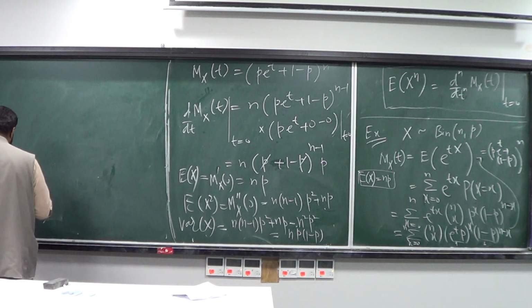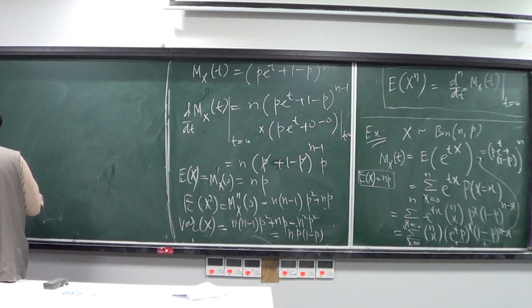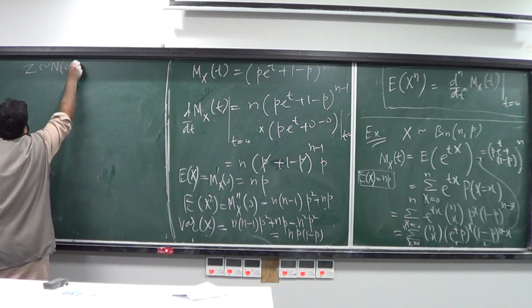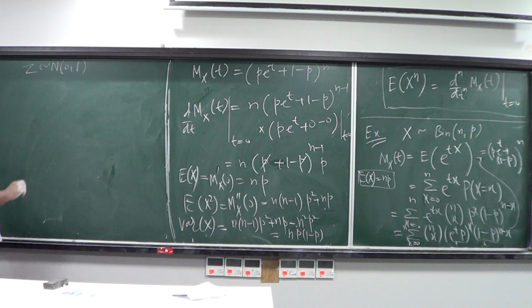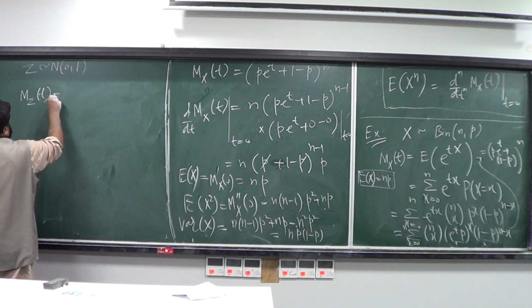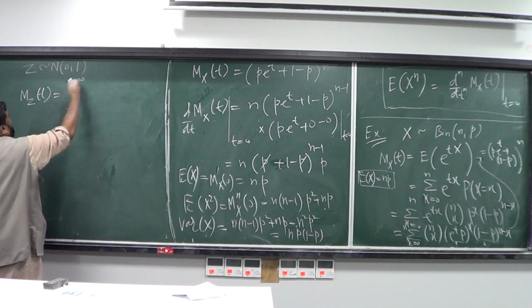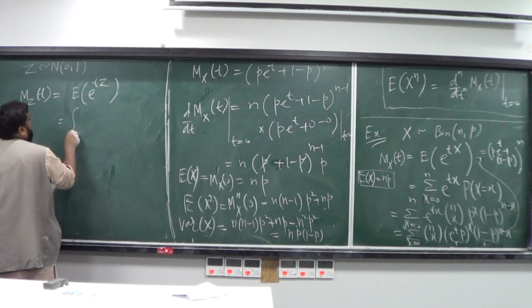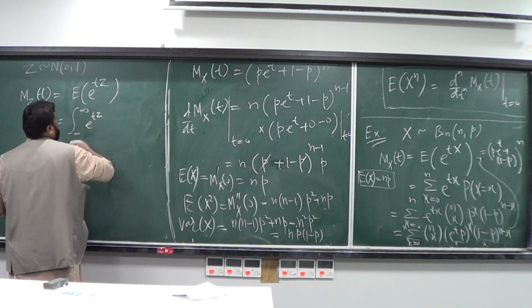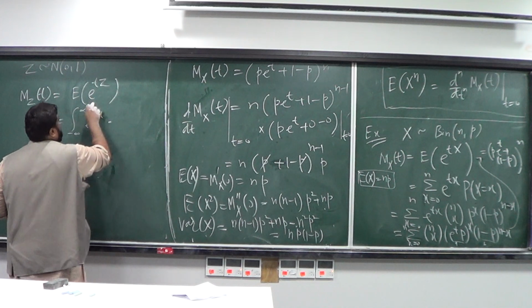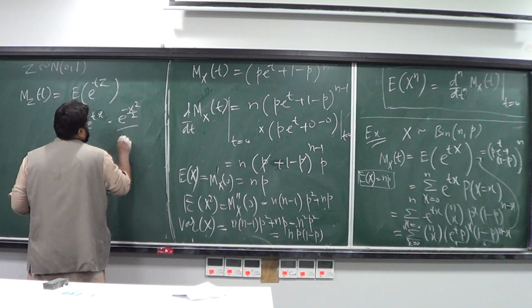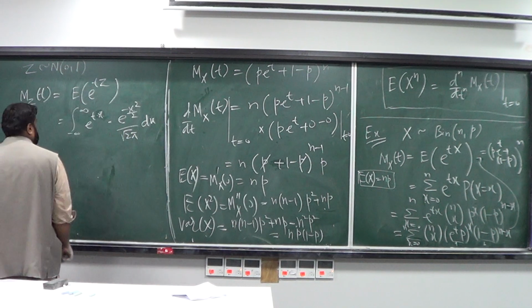So let's see this. Let's first calculate the moment generating function of a standard normal random variable. The moment generating function of the standard normal random variable is going to be the expectation of e to the tx. That is the integral from minus infinity to infinity of e to the tx times the PDF of the normal distribution, which is e to the minus x squared upon 2 over square root of 2 pi, dx. This is what you're going to get.